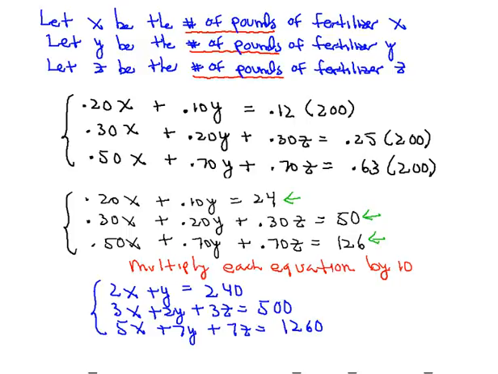Now I think it'll be helpful if we can eliminate the decimals before we proceed further, and we can accomplish that by multiplying each equation by 10. So we'll end up with this blue system where we have 2x plus y is equal to 240, 3x plus 2y plus 3z is equal to 500, and then 5x plus 7y plus 7z is equal to 1,260. So now we'll next work with this system to find the values of x, y, and z.